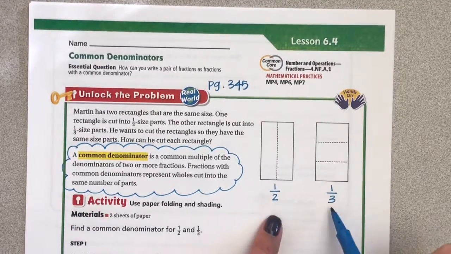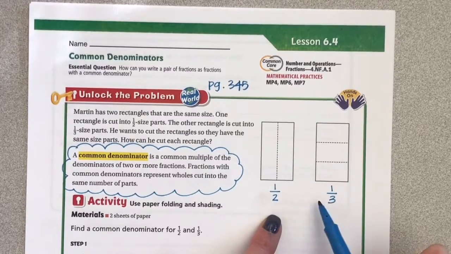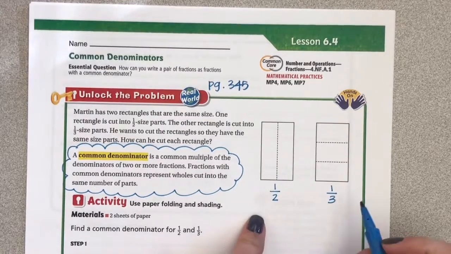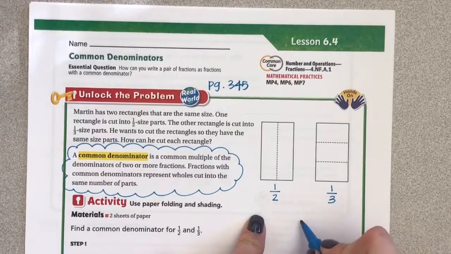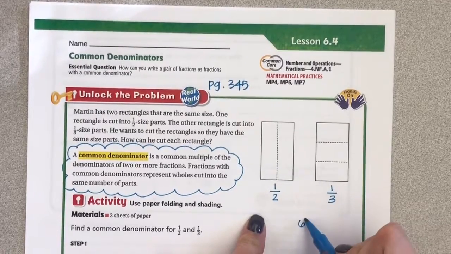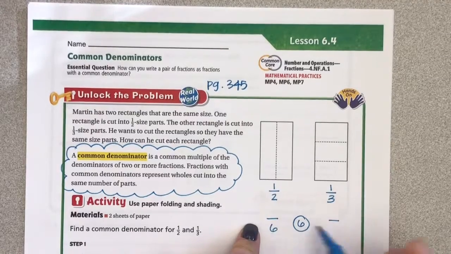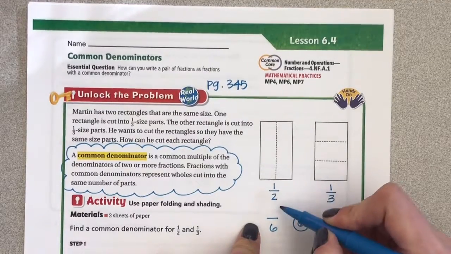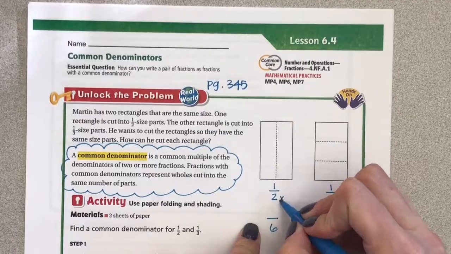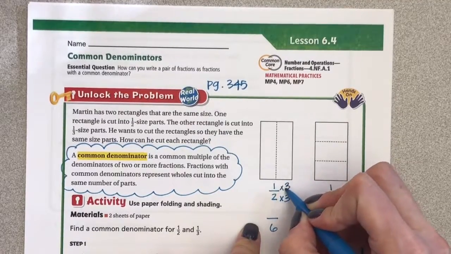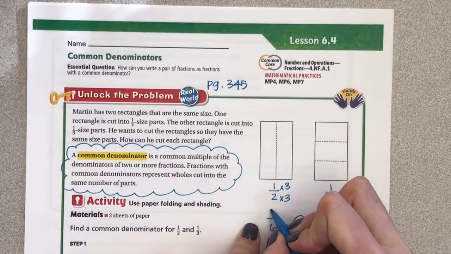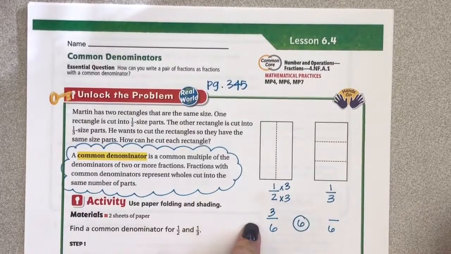So if I want to find a common denominator for 2 and 3, I want to know, what do 2 and 3 both go into? So 2 and 3 are both factors of 6. So I could make both of these into fractions that have a denominator of 6. In order to get 1/2 into 6ths, I'm going to multiply the bottom by 3. And whatever I do to the bottom, I have to do to the top. So that would be 3/6.